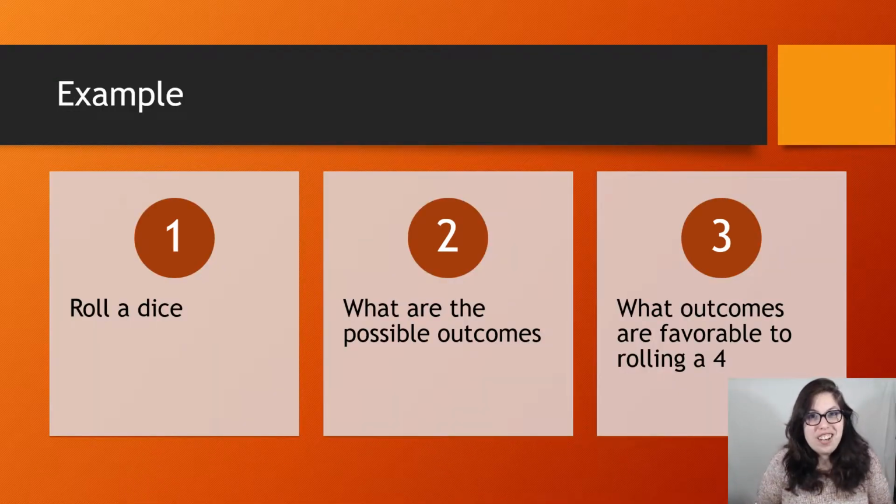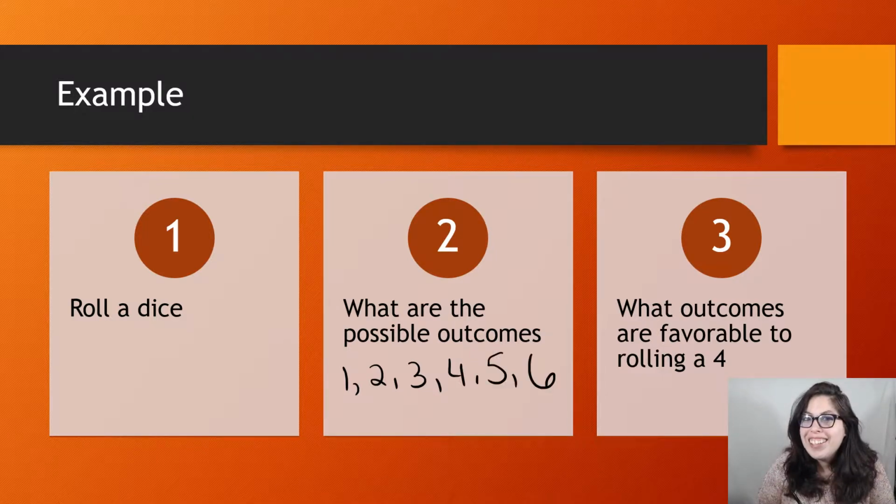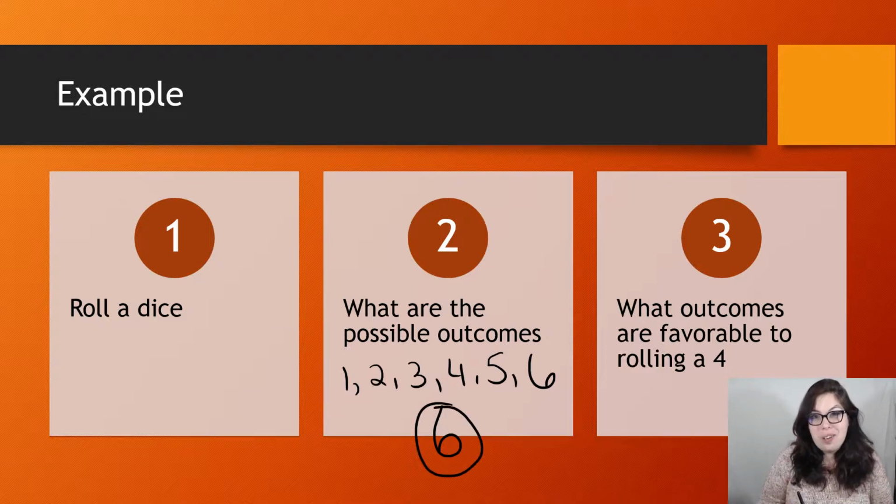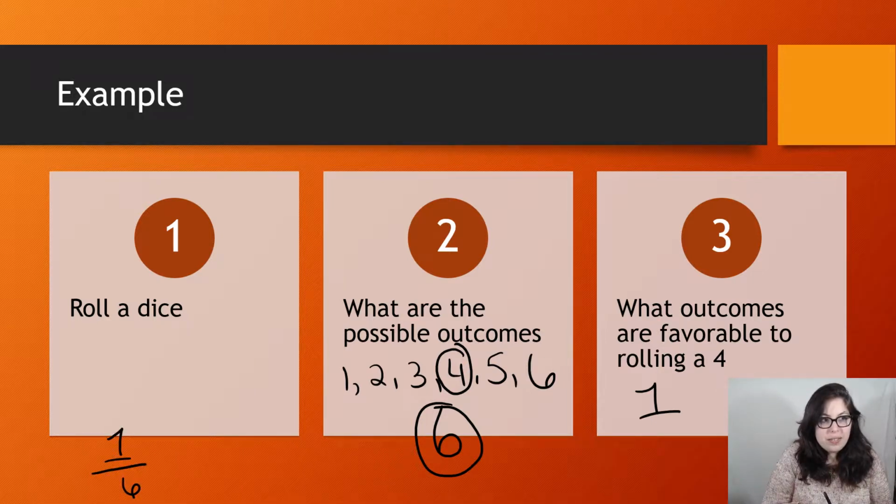All right, let's do another example. This time, let's roll a dice. If I roll the dice, what are the possible outcomes? Well, I could get a 1, a 2, a 3, a 4, a 5, or I could get a 6. So there are 6 total possible outcomes. All right, so how many are favorable of rolling a 4? Well, that's only one of the options. So for this one, the probability can be 1/6.